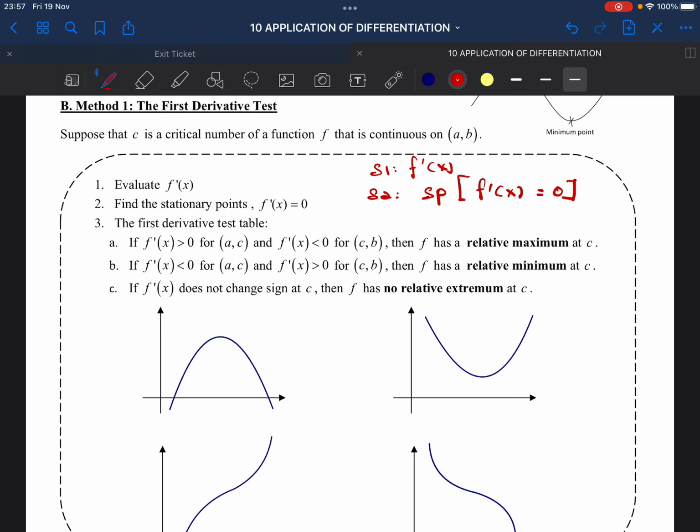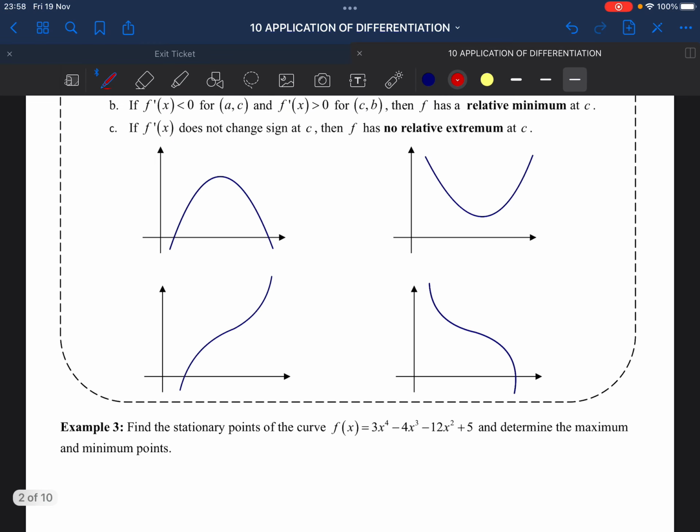Now when you find f prime x equals 0, the whole thing we did in the previous video, you have to find your x, you have to find your y, and then find the point. So the third step here is the new thing. The third step is we are going to use the first derivative test table. Okay, so how are we going to use the first derivative test table? Later we will look at it.